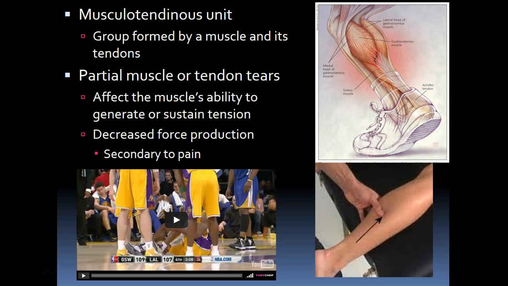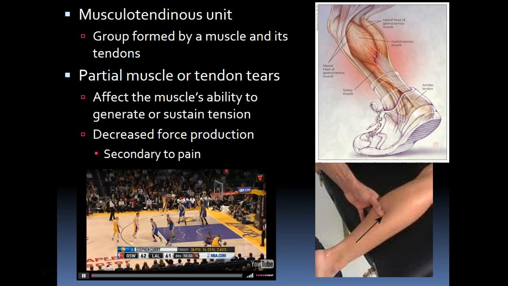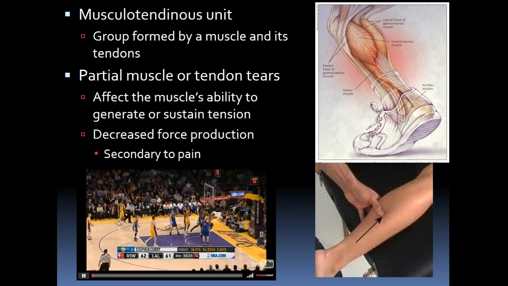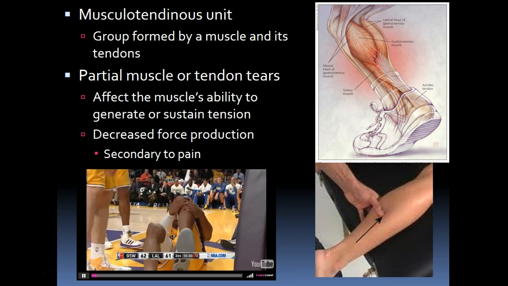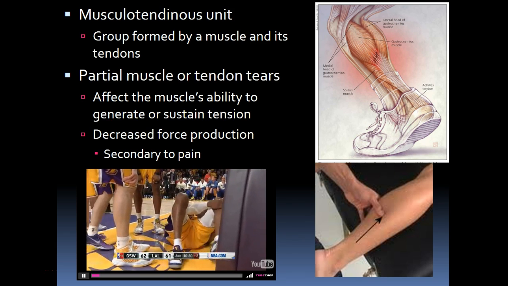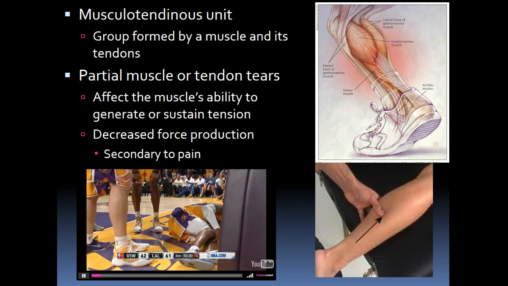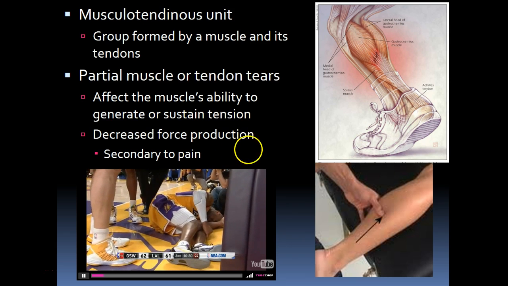Okay, and so what you'll see down here, this video will play, is basically the injury that happened to Kobe Bryant. And what you'll see is he'll come up, and this is where he actually ruptures his Achilles tendon. Most of you probably remember this. It was huge, right? He gets up from the injury, and he's able to play.